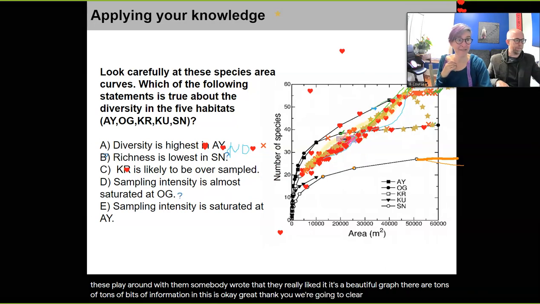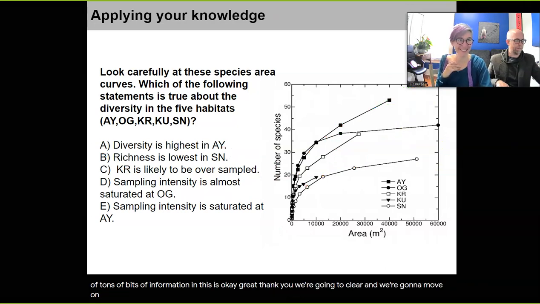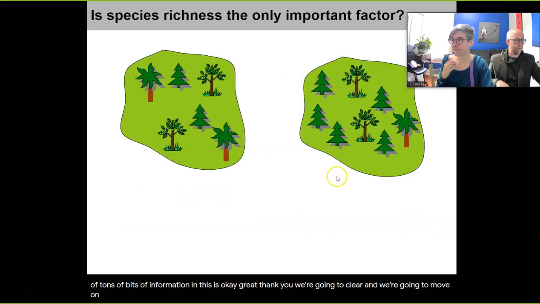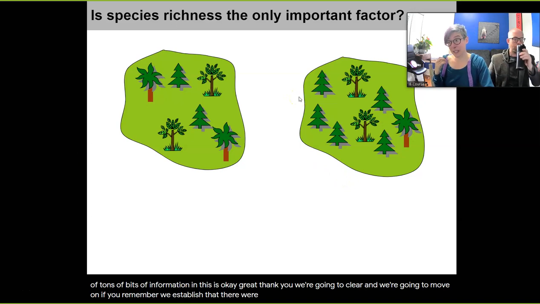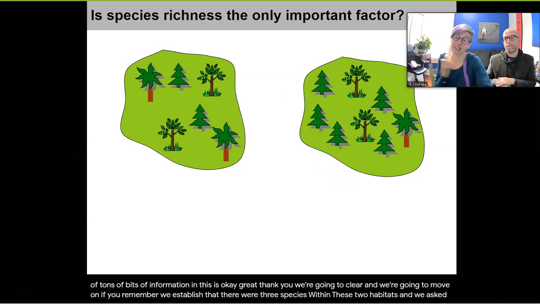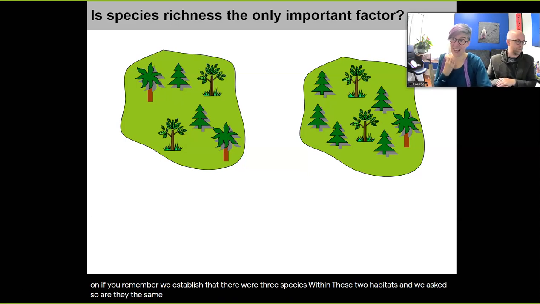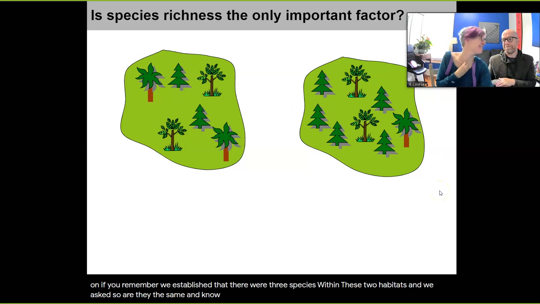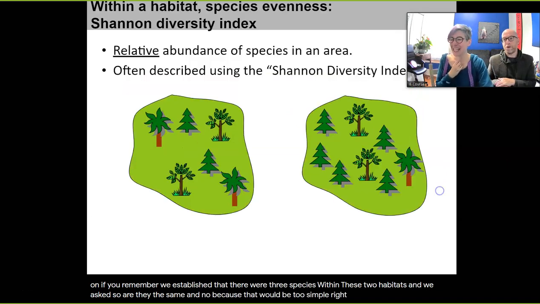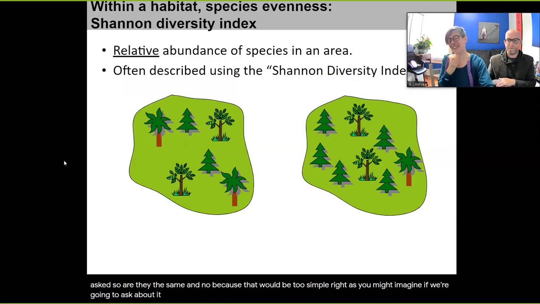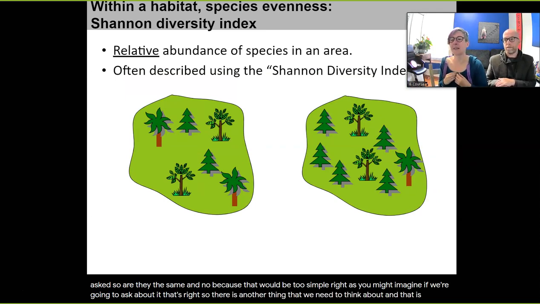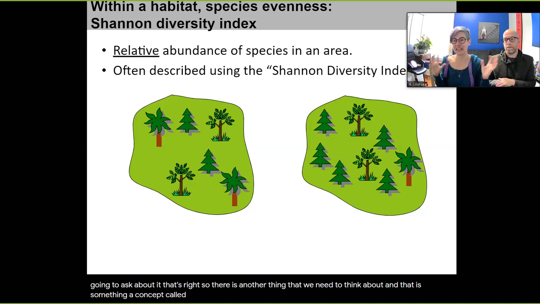We're going to clear and move on. If you remember, we established that there were three species within these two habitats, and we asked, are they the same? And no, because that would be too simple, right? As you might imagine, if we're going to ask about it. That's right. There's another thing that we need to think about, and that is a concept called evenness.